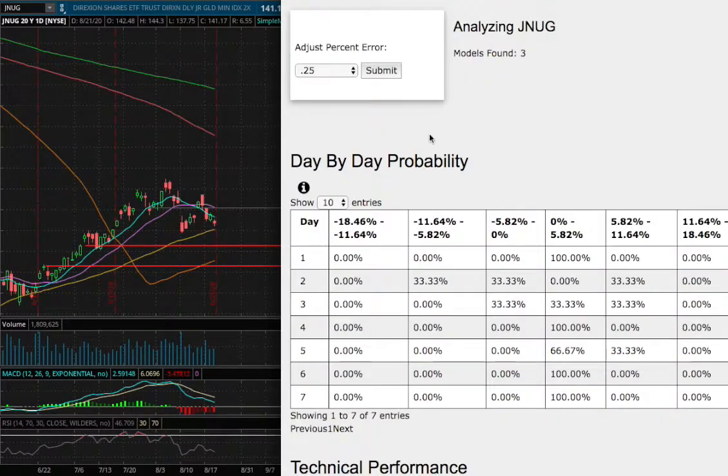So for the day-by-day probability model for JNUG, as we progress to the 5th day, or a week of trading, we have a 67% chance to climb between 0 to 6%. And on the extreme case to the upside, a 33% chance to climb between 6% to 12%.